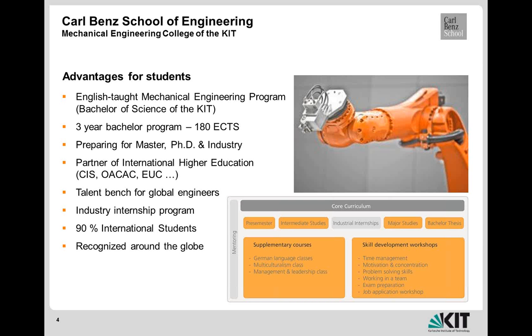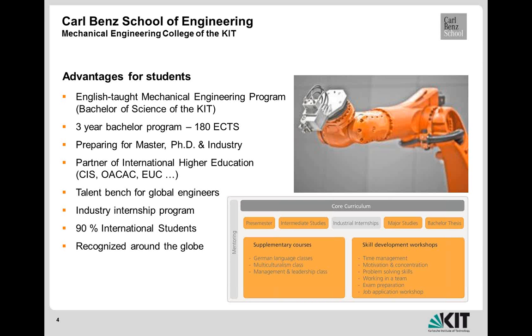The international student body of the whole KIT is about 20%. The Karl Benz School offers even more. More than 90% of our international student body are not from Germany, are not born here, and are not raised here. And what's even more interesting, 75% of our freshmen don't speak any German at all when they come here.